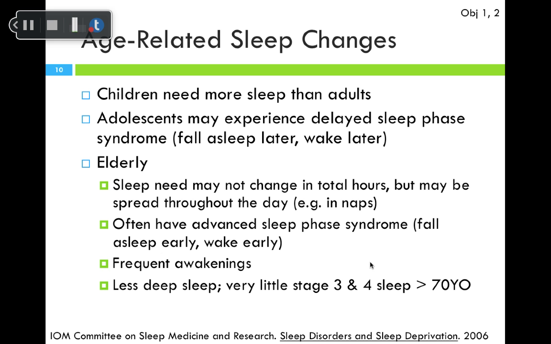And this is really related to them getting much less of that deep restorative sleep, so much less of the stages 3 and 4 sleep. And this is particularly true in people over the age of 70.